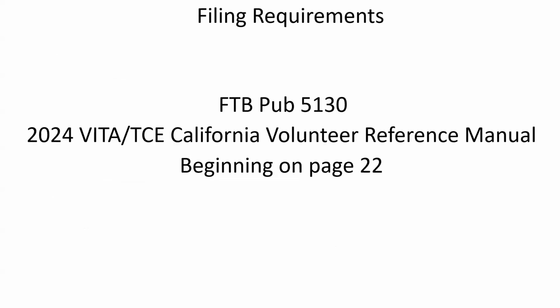Okay, and then when you're talking about filing requirements, generally when people come to the VITA site, they're there because they typically want a refund, and so they're going to file. Individuals who do not have a filing requirement, it's going to be up to your site coordinator. But if they don't have a filing requirement, it means they don't have to file a return. But a lot of times individuals have tax withheld, whether it be federal and/or state tax withheld, so they want to file a return to get that refund. But your requirements to file a return for California start on page 22 of Publication 5130.